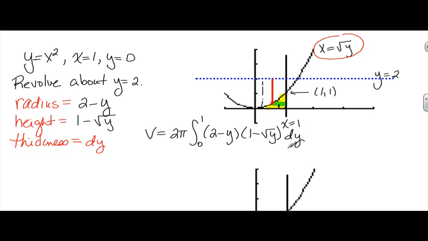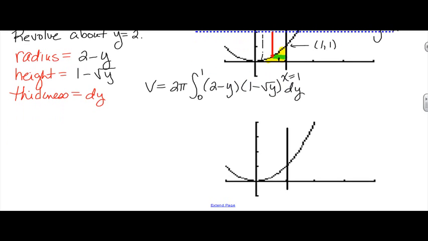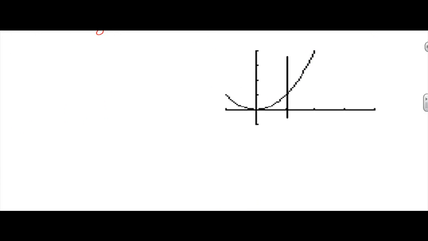Let's look at another example. Same region. So we still have the curve y equal x squared, or x equals square root of y. We'll figure out what we need there. We still have the line x equal 1. Intersection point, still 1, 1 if we need it. This time, let's revolve around x equal 2.